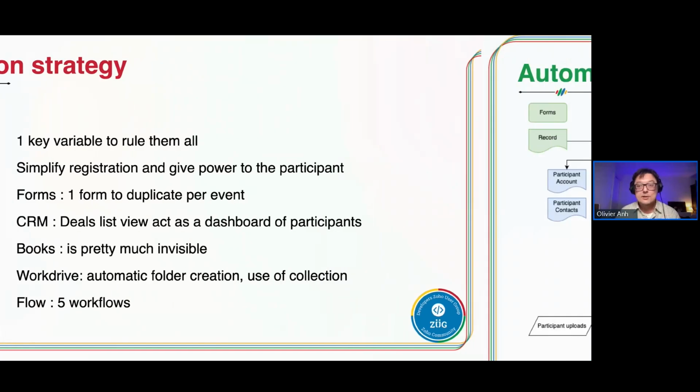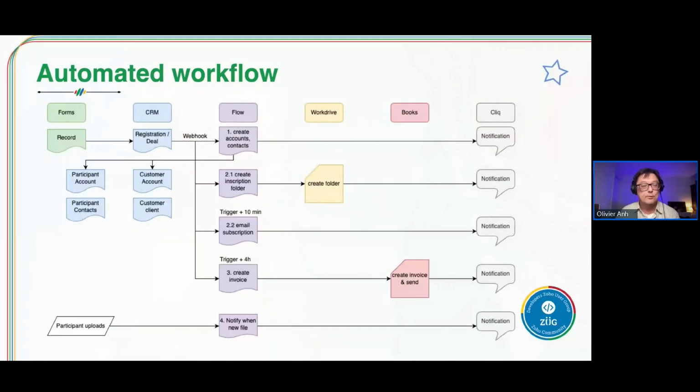So it looks like this at the bottom. So it's exactly the same. You can read from left to right and from top to bottom. So it looks a little bit more complex, but you will see it's not that complex at all. So we start with the forms, and we have one record, the participant is just filling out the forms.